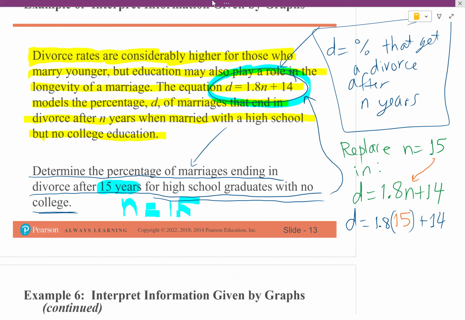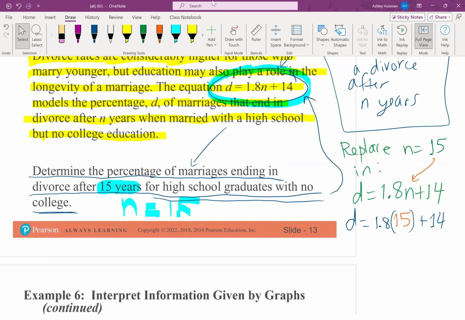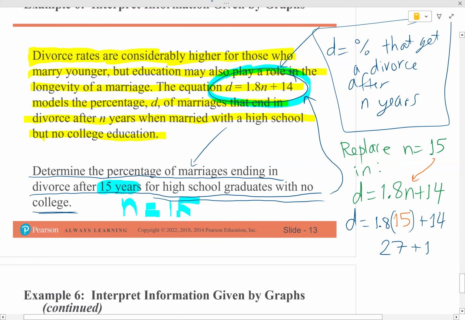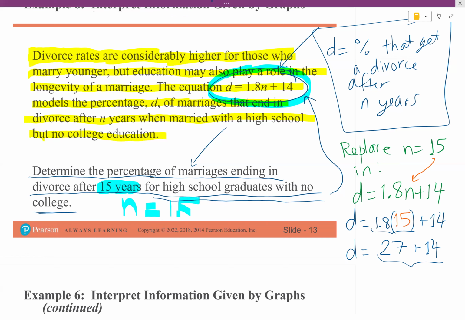All right. And usually in real life situations, they're not going to be nice, pretty numbers. So I can't multiply 1.8 and 15 in my head, and I'm too lazy to write it out and do it the long way. So I use a calculator. Even though we're not supposed to use a graphing calculator, I could still use a little calculator to multiply. So I think 1.8 multiplied by 15 is 27. And now I'll add 27 and 14 to get 41.